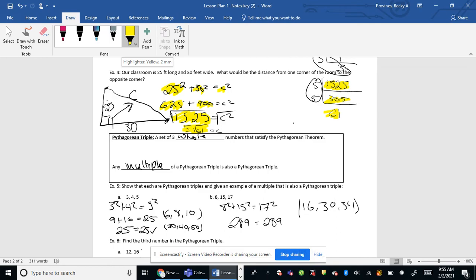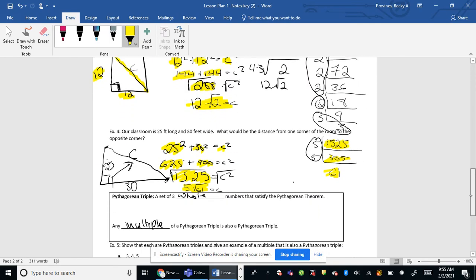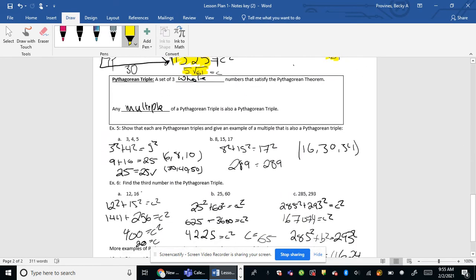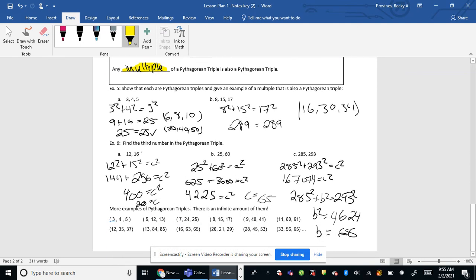Okay, now we are going to have a new definition. We are going to be talking about what a Pythagorean triple is. And this is something we've been working with this entire class period. So please fill in the blanks as we go. So a Pythagorean triple, a set of 3 whole numbers that satisfy the Pythagorean theorem. But having whole numbers will come in handy later in a different part that we work on. But we also need to note that any multiple of a Pythagorean triple is also a Pythagorean triple. So just an example of what that means.